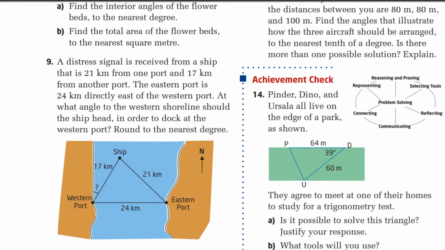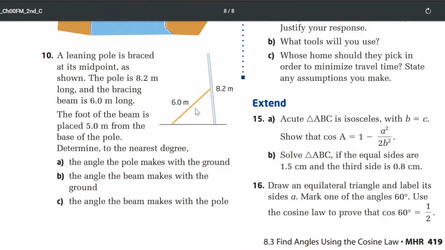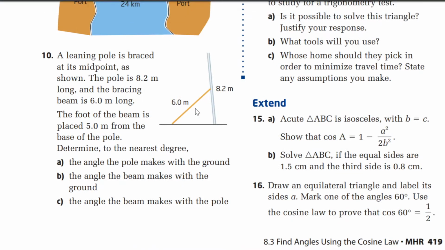The next one was number 10, I believe. Yeah, number 10. So number 10, we have a leaning pole is braced at its midpoint as shown. The pole is 8.2 meters long and bracing beam is 6 meters long. The foot of the beam is placed 5 meters from the base of the pole. Determine to the nearest degree the angle the pole makes with the ground, the angle the beam makes with the ground, the angle the beam makes with the pole. So we want to find all these different angles in here.